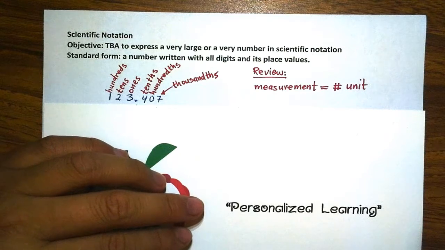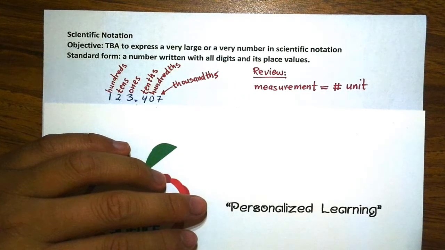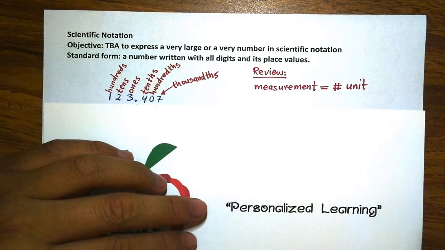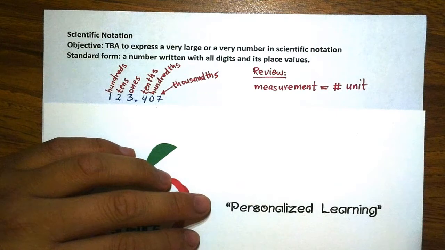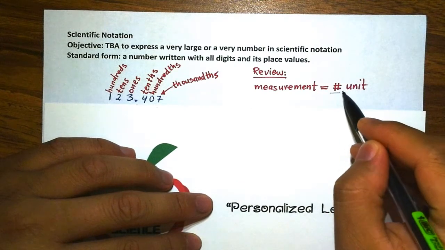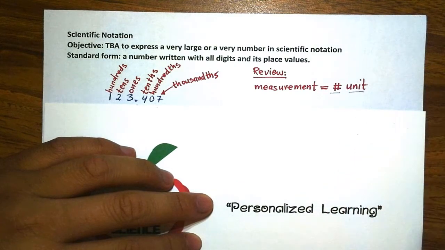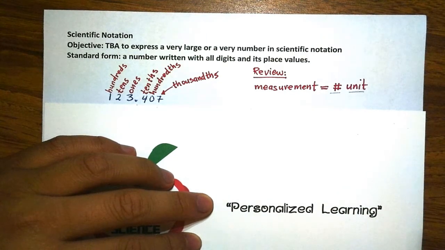In the last video, we learned about measurement. And a measurement is basically a quantitative observation that's being described by a number and a unit. And the system of units that scientists use today is called the International System, or SI.